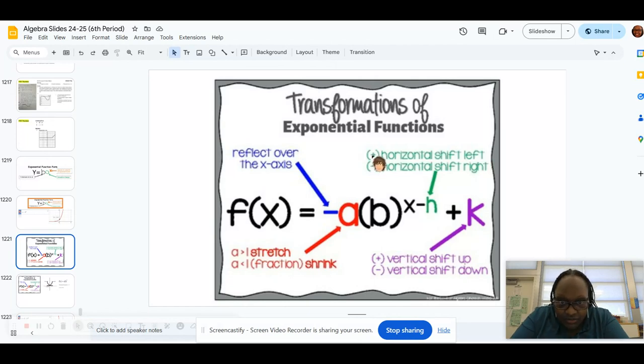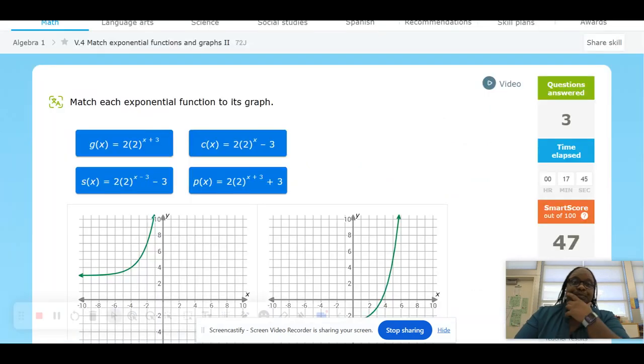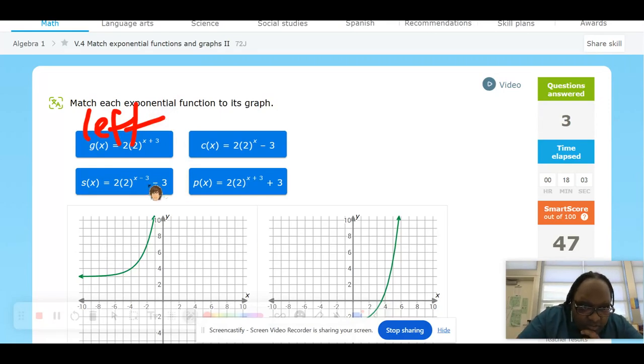But look on our notes. So left means there's a plus sign there, and right means there's a minus sign. Okay, so let's keep that in mind. So that means that this has a plus sign here. That means it's going to shift it left. And this one is going to shift right. Okay, I know that now.